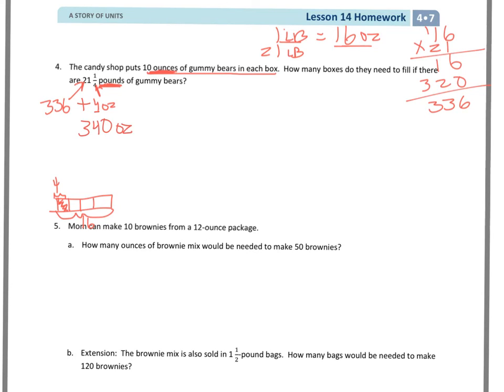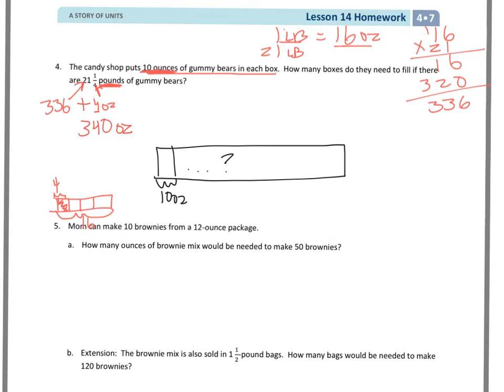So here's where I need to go to my next step, which is the actual problem here. So she puts 10 ounces of gummy bears in each box. So I'm going to draw a tape here, and this is going to look kind of interesting. So this is one box, and it's 10 ounces. I need to keep going to see how many boxes I need.